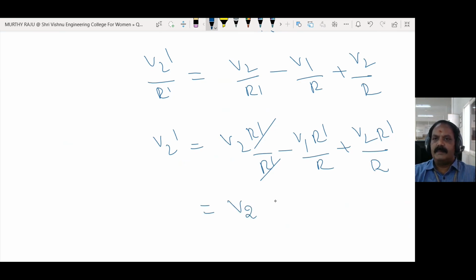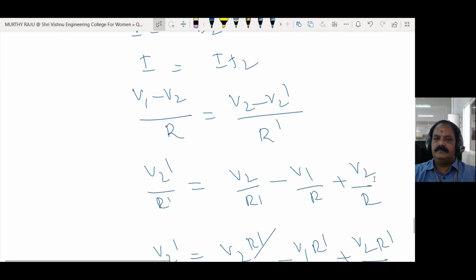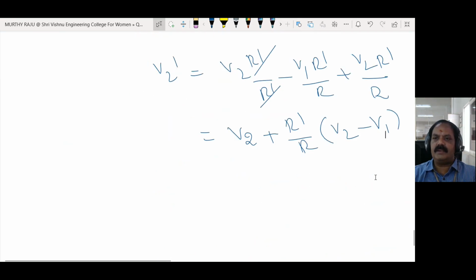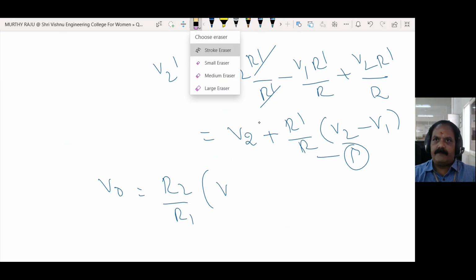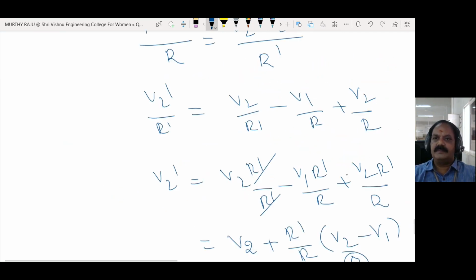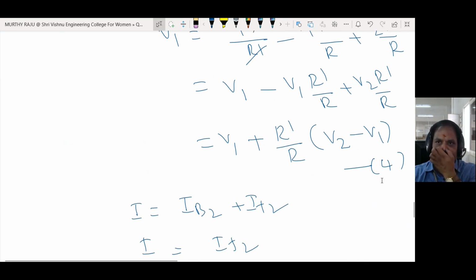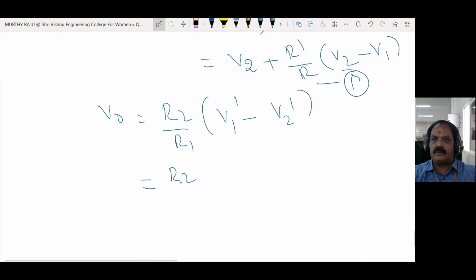V2 plus R dash by R into V2 minus V1. See equation number 5. Therefore, V0 is equal to R2 by R1 into V1 dash minus V2 dash. V1 dash is equal to V1 plus R dash by R into V2 minus V1. That is equal to R2 by R1.